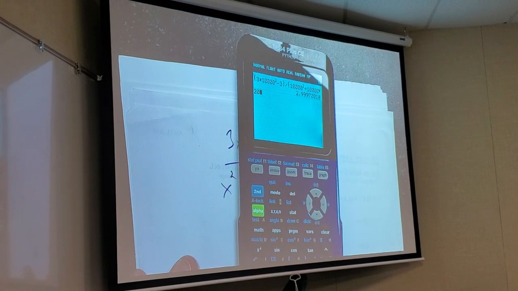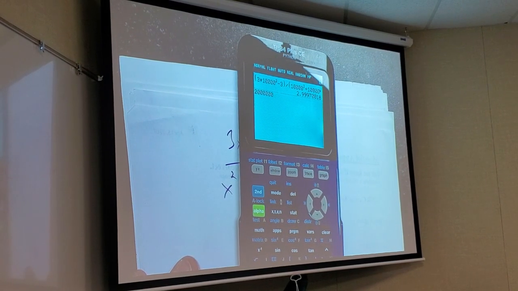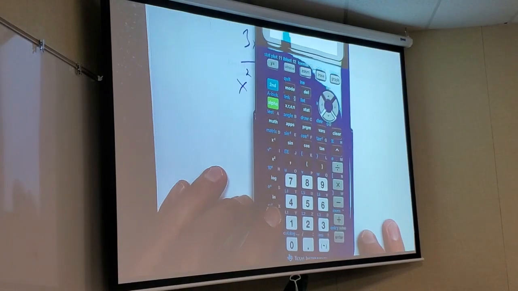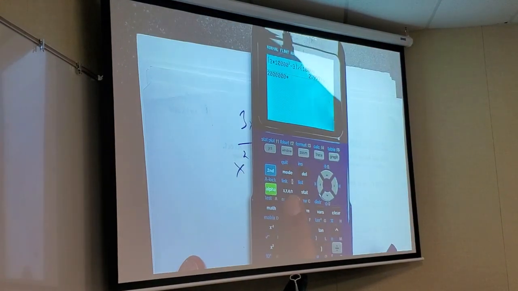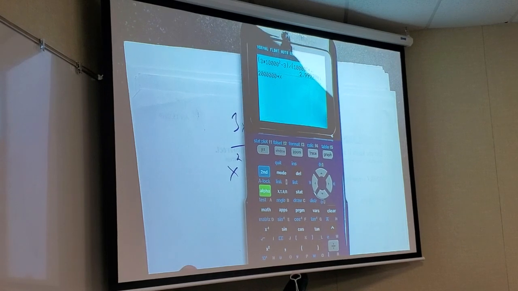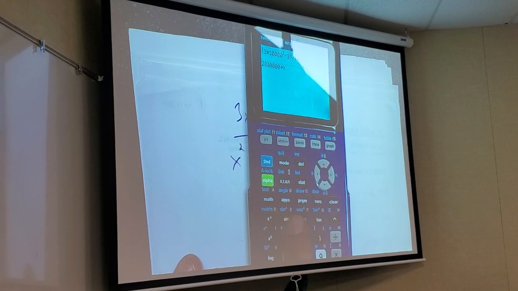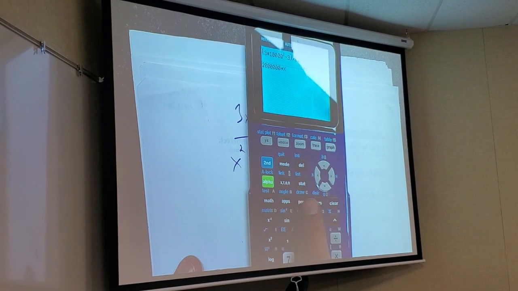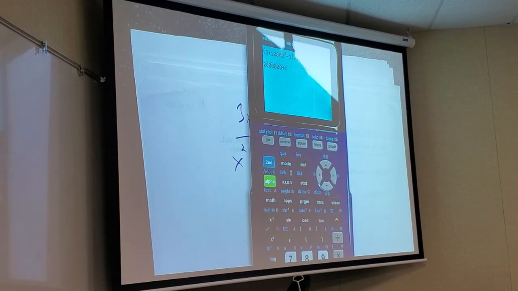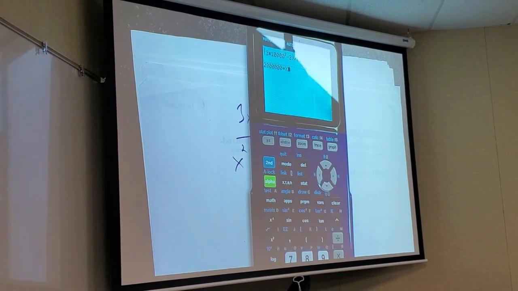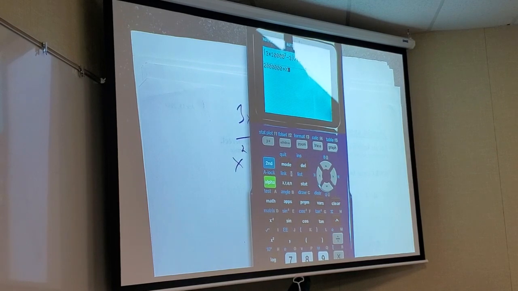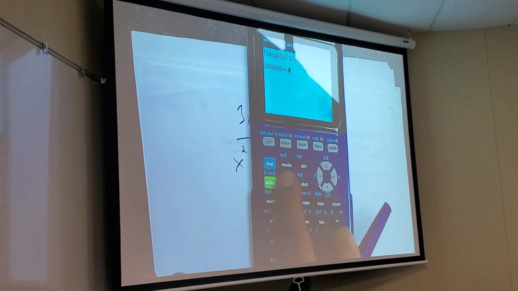2, 1, 2, 3, 4, 5, 6. That's 2 million, right? Store in X. You could actually use any letter you want to. See all the green letters on mine? I don't know what color they are on yours, but you could actually, it's alpha anything, and store any number in any of those. They're all memory locations. The easiest one to access, though, is just the X button always.